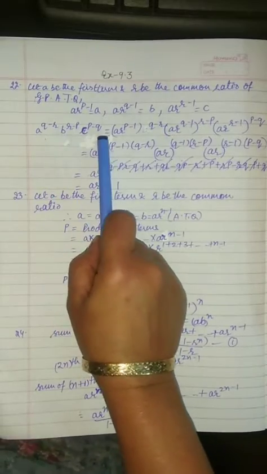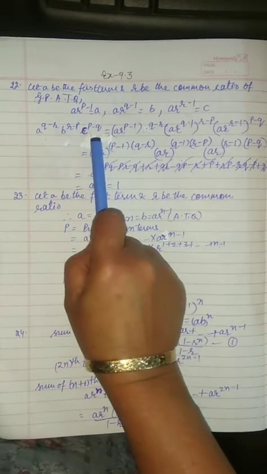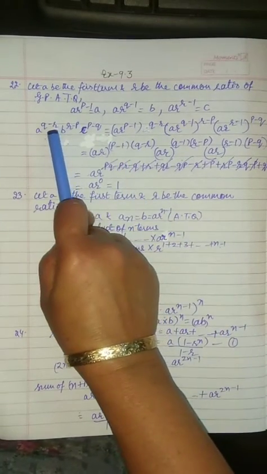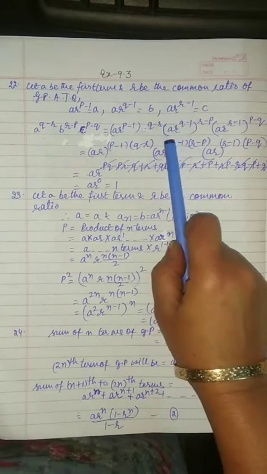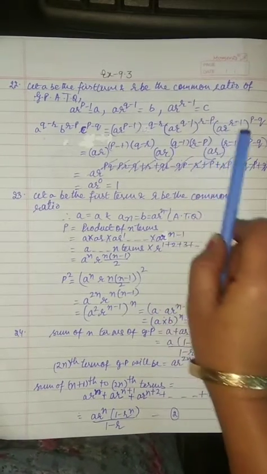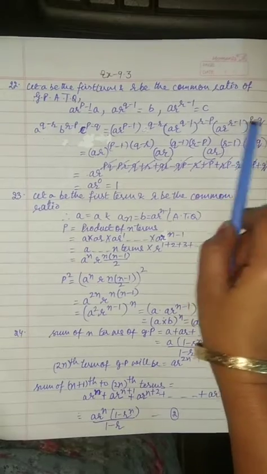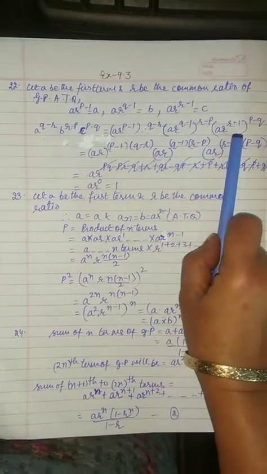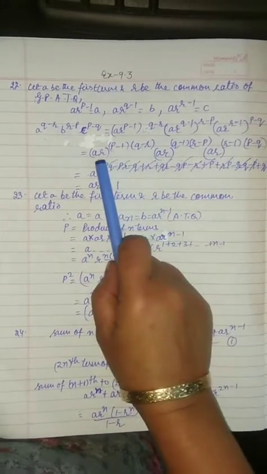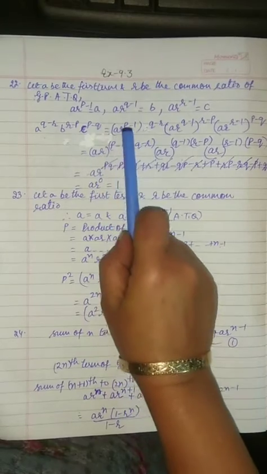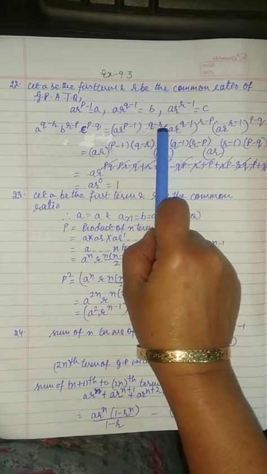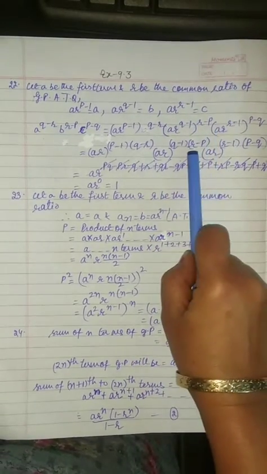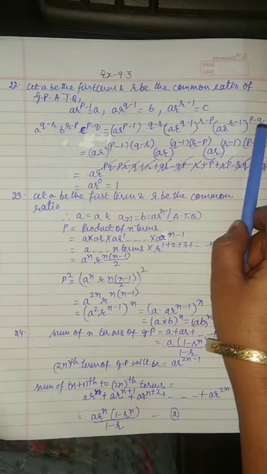Now in the given identity we will put the values of A, B and C. Putting the value of A, it will become (AR^(P-1)) raised to power Q minus R. Similarly B is (AR^(Q-1)) raised to power R minus P, and C is (AR^(R-1)) raised to power P minus Q. Now all these terms have the same base and are in product. So first of all we will write (AR^(P-1))^(Q-R). Powers will be multiplied. Similarly Q minus 1 and R minus P will be multiplied, and R minus 1 and P minus Q will be multiplied.